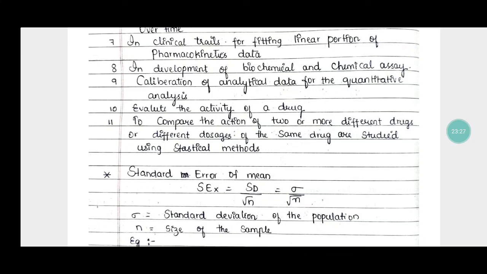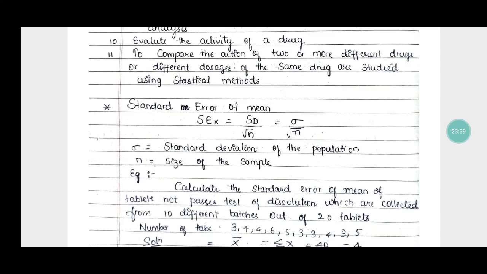The next one is the standard error of mean. SEX equals SD divided by root of n, where SD is the standard deviation of the population mean and n is the size of the sample.